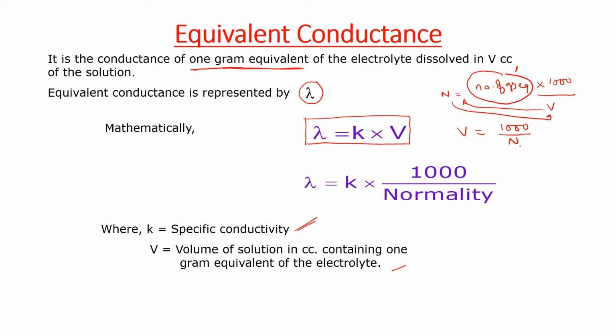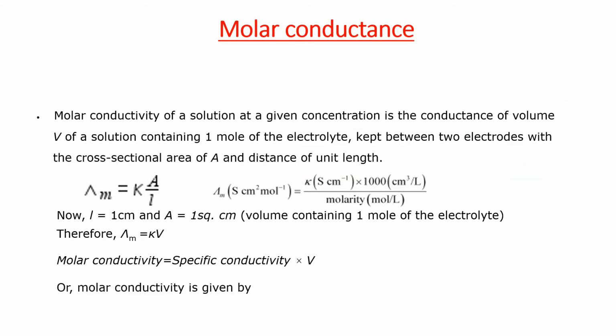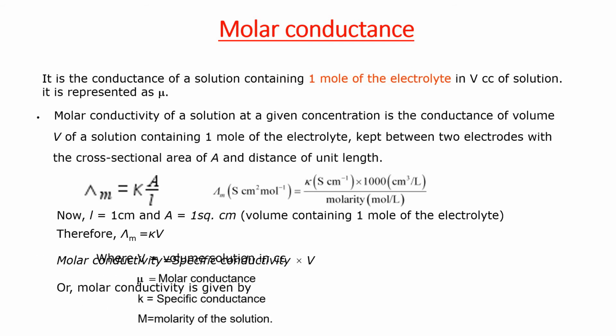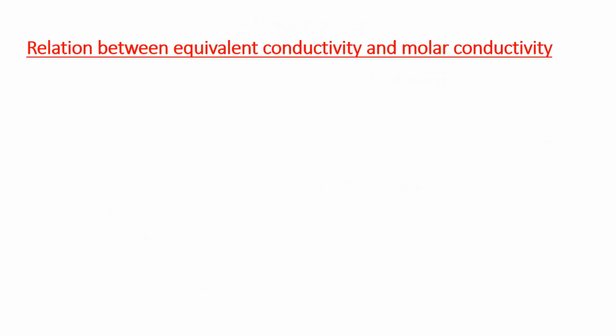Volume is equal to 1000 by normality. So this is the formula we have taken. Generally we don't have this in the syllabus. Next we'll take the molar conductance. Molar conductance we'll take now here.